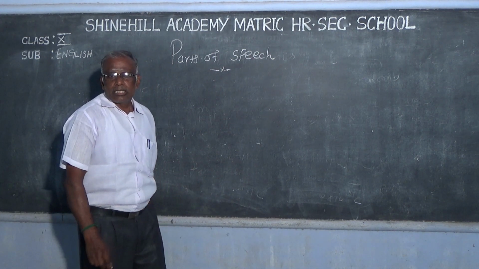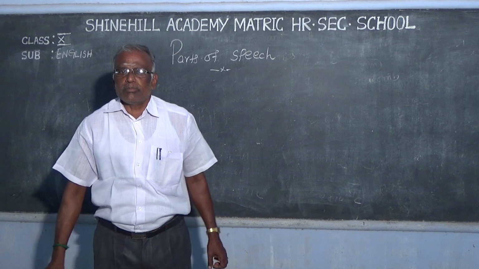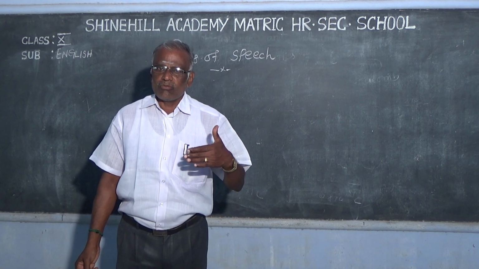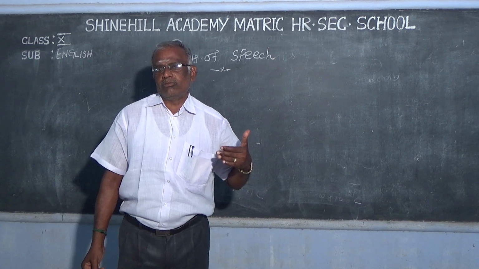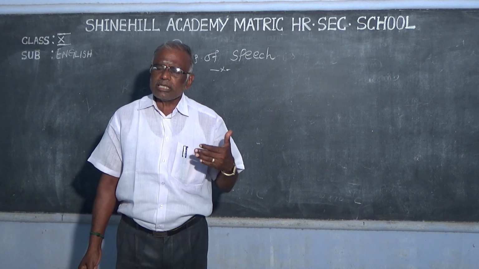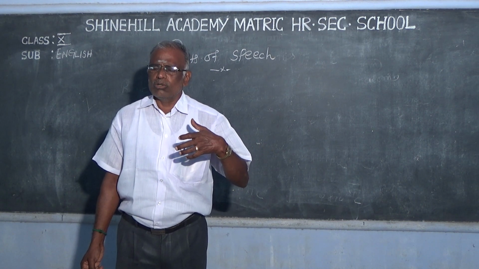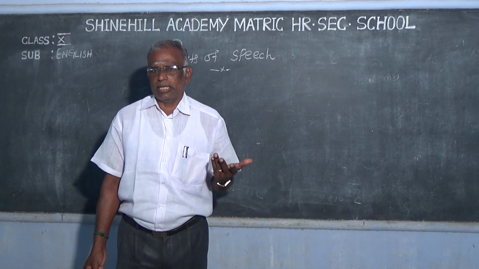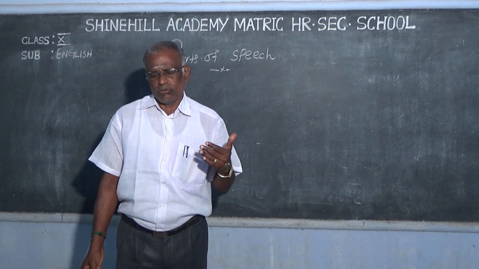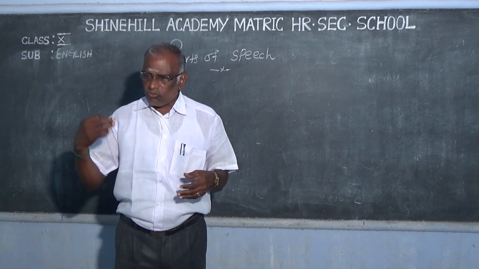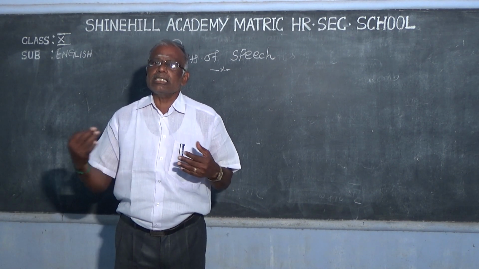Usually children, what do you mean by parts of speech? Parts of speech depict the functions of each and every word. As we all know, English has more than 30 to 40 lakh words today. So even though there is plenty of vocabulary in English, parts of speech depict the functions of each and every word in a sentence.